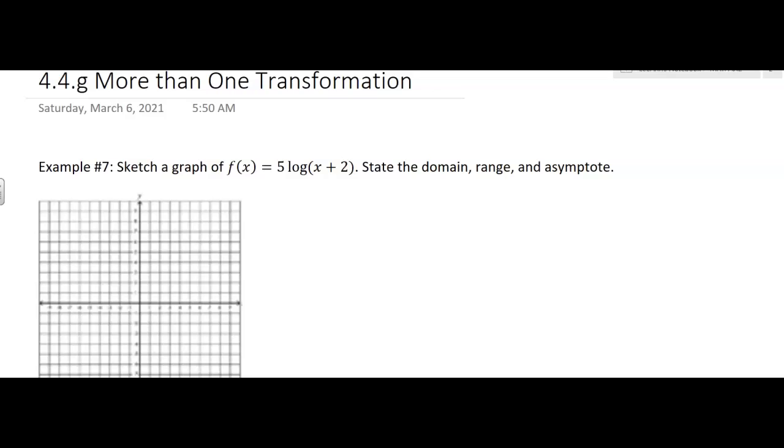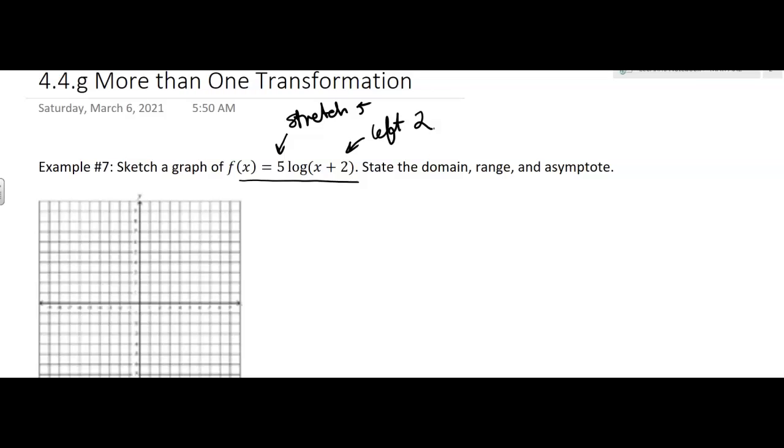Okay, so now we have more than one transformation. They want us to sketch this function and then state the domain, range, and asymptotes. Notice that we're going to have a stretch of 5, and then it's going to shift to the left 2.